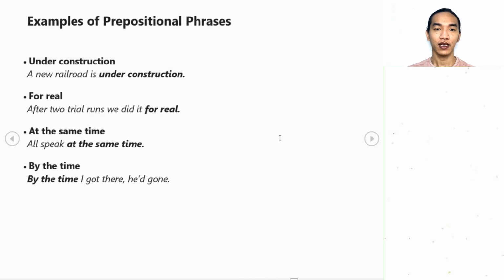Now, we have here some common examples of prepositional phrases. First one, under construction. A new railroad is under construction. For real. After two trial runs, we did it for real. At the same time. All speak at the same time. By the time. By the time I got there, he'd gone.